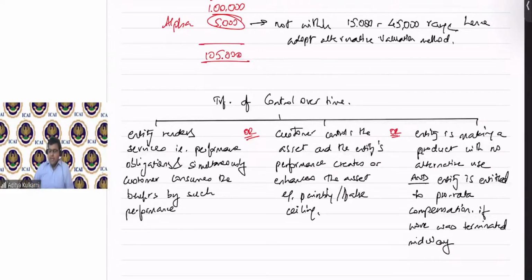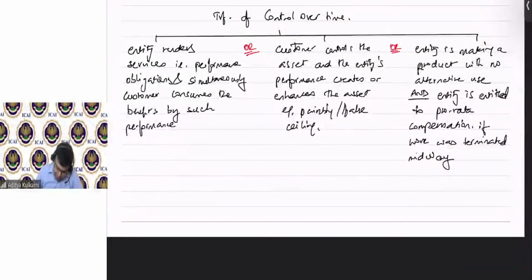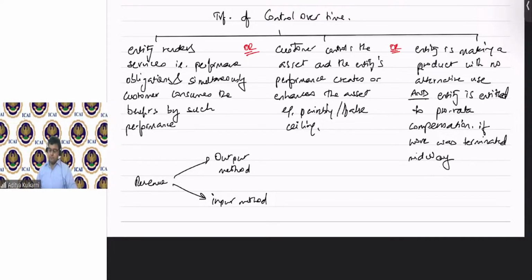Okay. So if we talk about transfer of control over time, revenue can be recognized in two manners. One is output method and the other is input method. What do you mean by output method? Look at the total output. What was the total projected output? And then you give the revenue workings based on that.